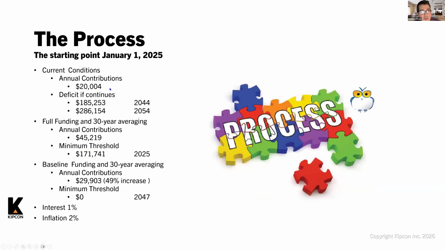So now we're going to get into some nitty gritty here. As we saw, the current contribution of this association was $20,000 a year. If they were to continue on that level, they would drop to a deficit in 2044 and an ultimate deficit of $286,000 in the hole by 2054.